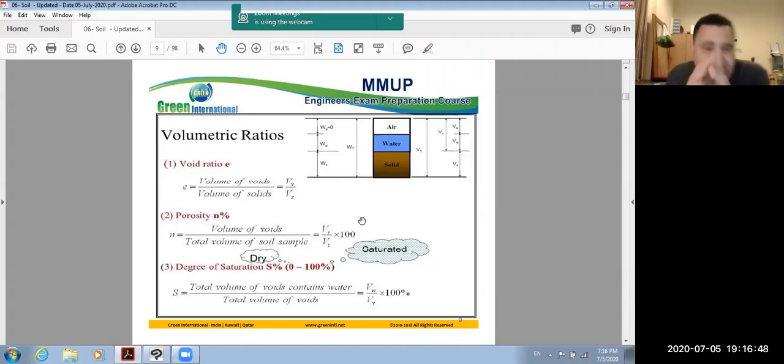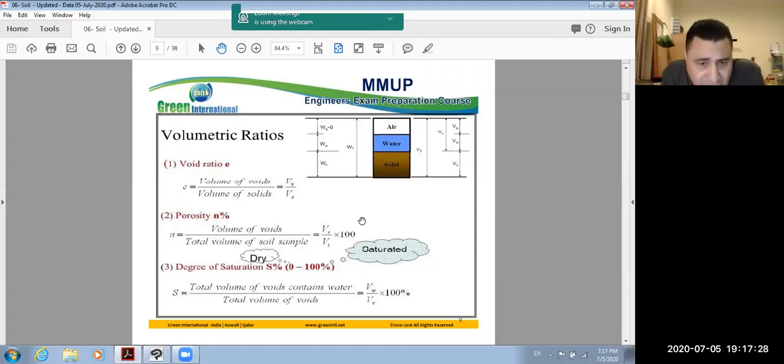You have porosity percent. If you have two samples of the same type of soil, sand for example, or clay, from different layers and different depths, one with porosity 20 and the other with porosity 30, it means the soil with 20% porosity is more compacted than the soil with porosity 30%. Okay, very important: the volume of void divided by the total volume of the sample multiplied by 100 is equal to porosity.